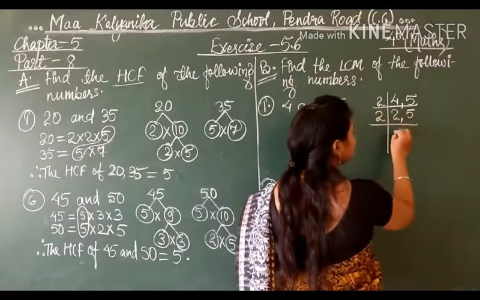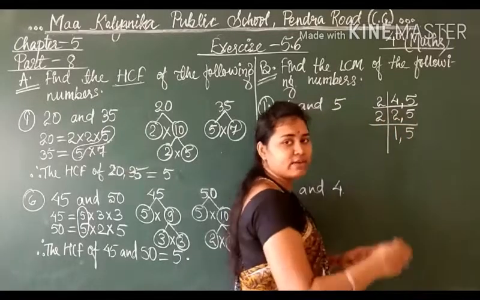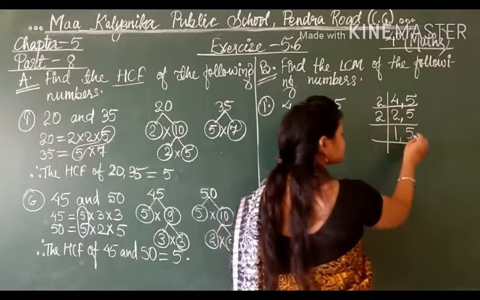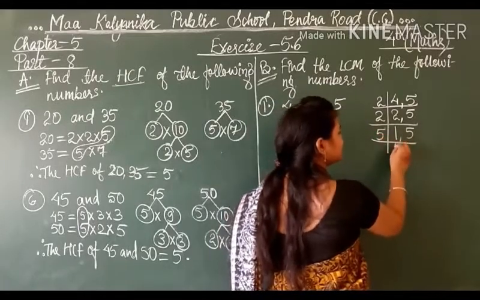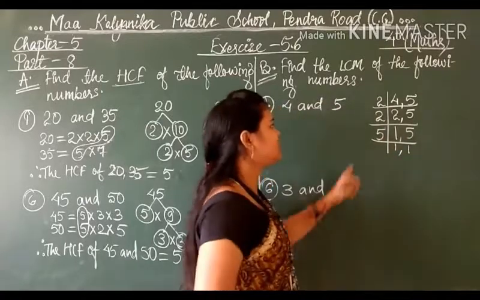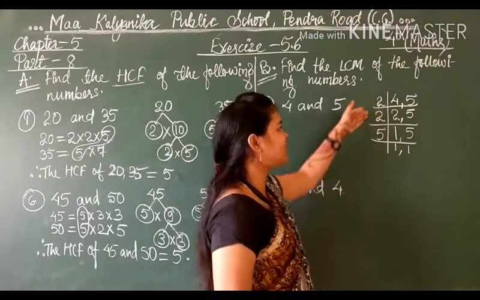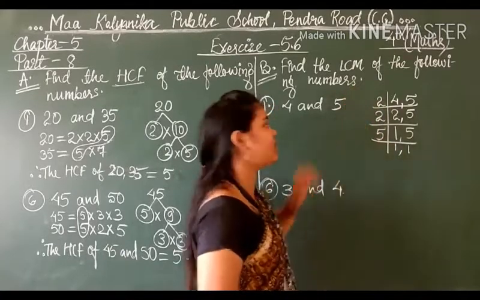Now 2 can divide 2, so 2 1s are 2. Again 2 cannot divide 5, so we have written it again. Now 1 is there, so 5, 1 will be as it is. Now 5 1s are 5. Now students, you can see 2, 2, 5 and here 1. So the rest we can leave, only 2, 2 and 5 are the factors.